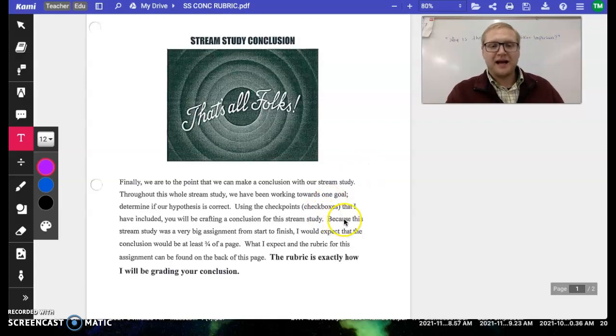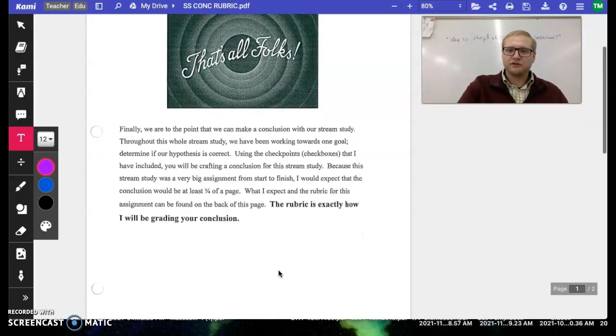What I expect and the rubric for this assignment can be found on the back page. This is in bold. The rubric is exactly how I will be grading your conclusion. This is no secret. I will be going through the rubric and I'll be circling what I think you got. And you can look at the rubric and kind of grade yourself and see what you need to do. That's the whole point. So let's go to the back.